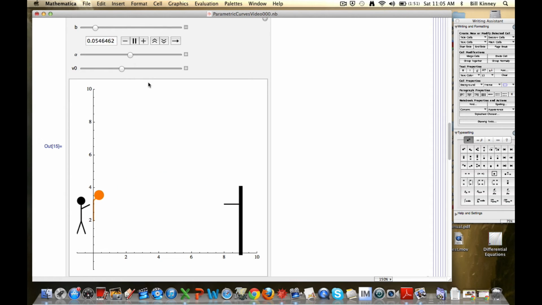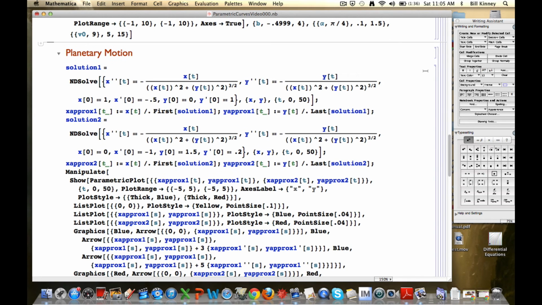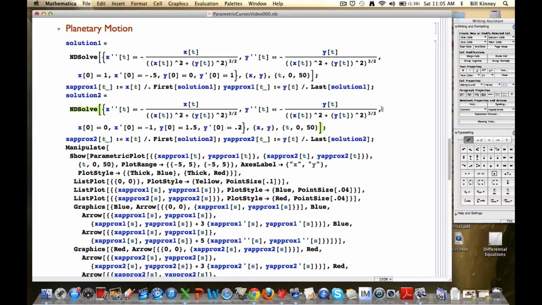Here we've got parametric curves being used to model the motion of a basketball under the influence of gravity. I can change the initial angle that I shoot the ball at. I can change the initial speed and see whether it goes through the hoop or not. You can also model planetary motion.